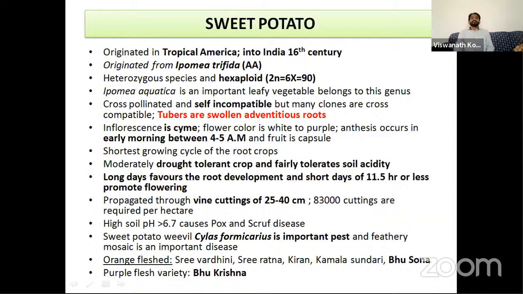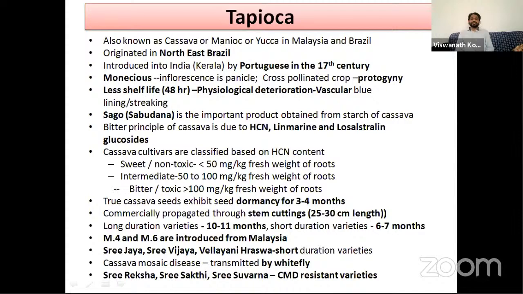Tapioca. Tapioca is also known as manioc, yucca in Malaysia and Brazil. Tapioca originated in Brazil and was introduced to India in the Kerala region by the Portuguese in the 17th century, whereas sweet potato was introduced in the 16th century, and tapioca in the 17th century.